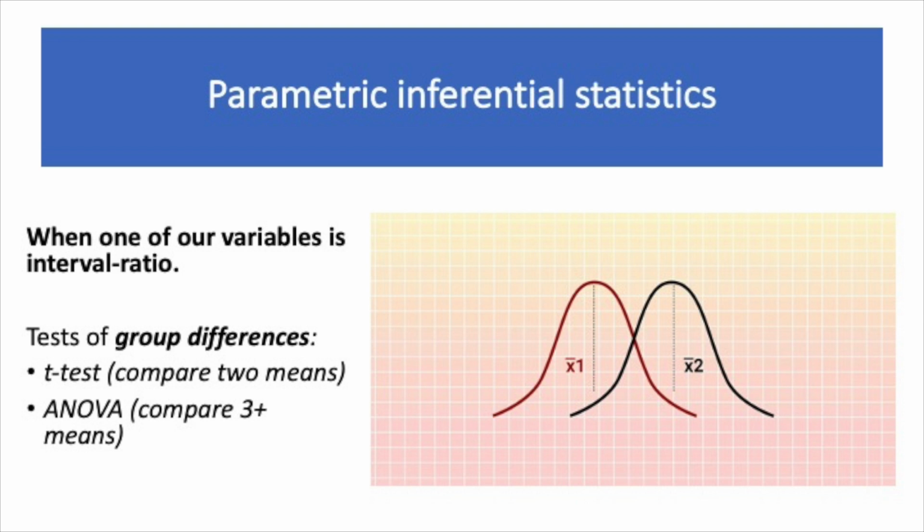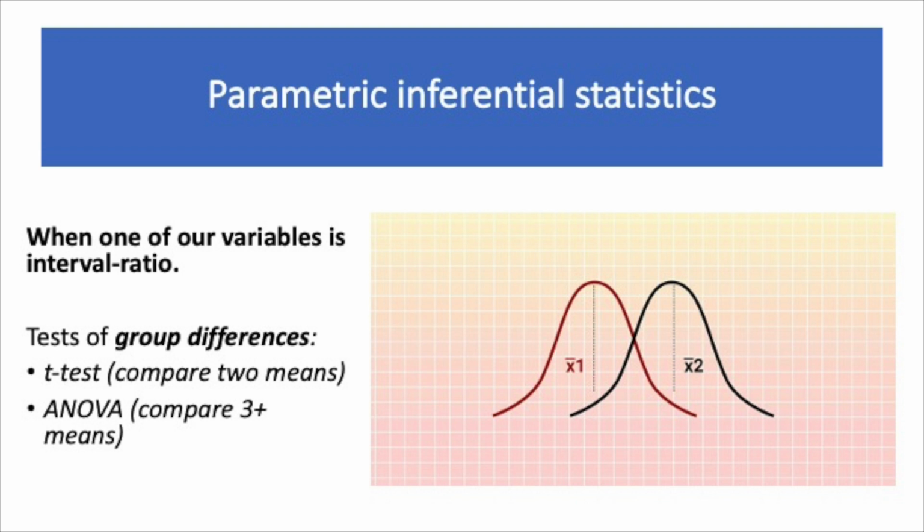We have two different tests here. One is a t-test. This is when we are comparing two means. And I'll give you an example of this in a moment. And then we also have an ANOVA, which stands for analysis of variance. This is when we have three or more means that we are comparing. You would use a t-test when you have an interval ratio dependent variable and a dichotomous independent variable, right? And then we're comparing the means across those two groups in our dichotomous independent variable.